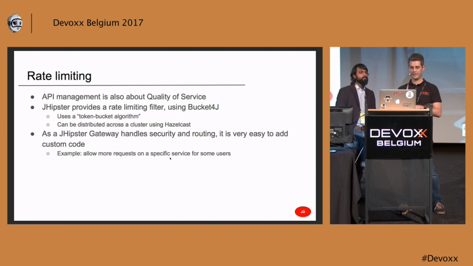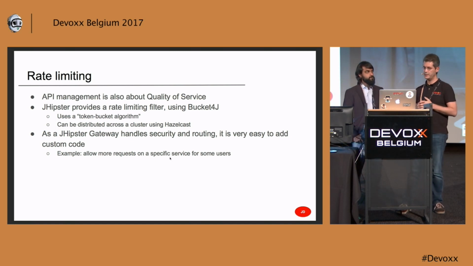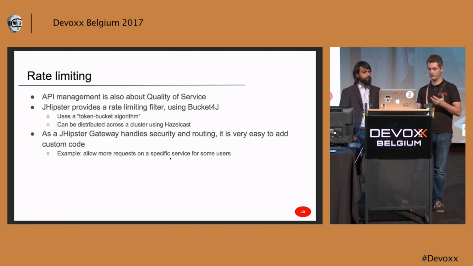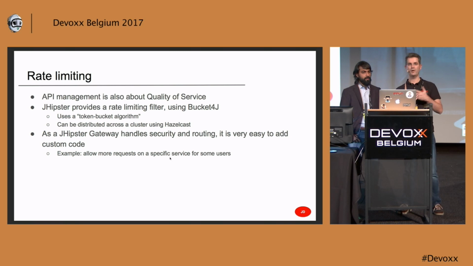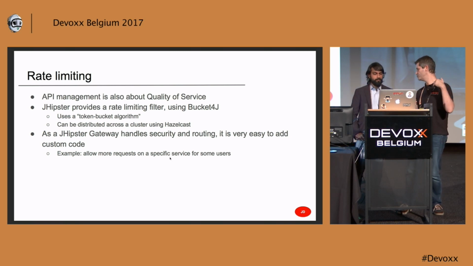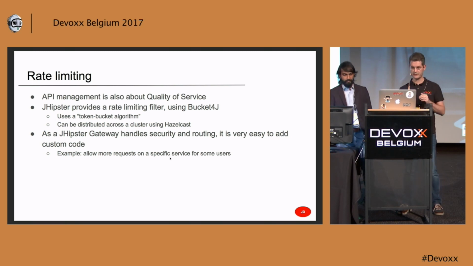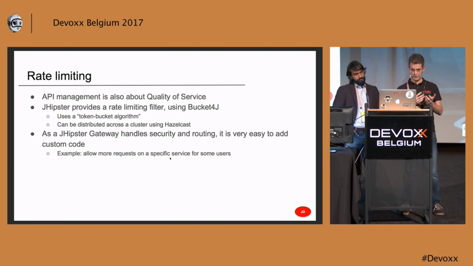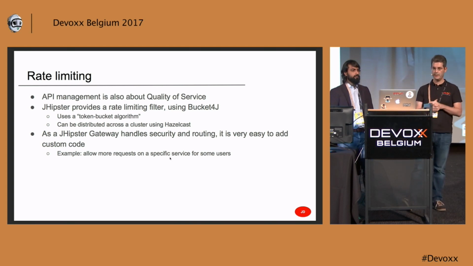Second thing that you have with the JHipster gateway is rate limiting. When you do API management, one of the most important topics is quality of service. What happens when you have a rogue user that is doing lots of requests? What happens when your system is too loaded? JHipster provides a rate limiting filter, which is using a library called Bucket4j.